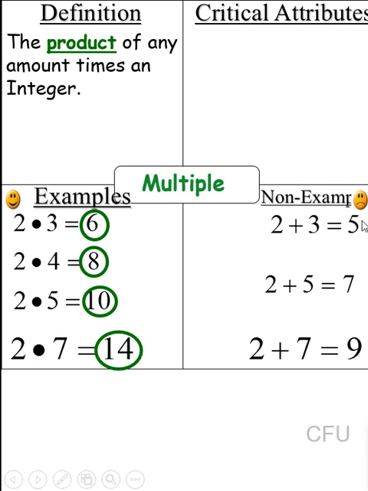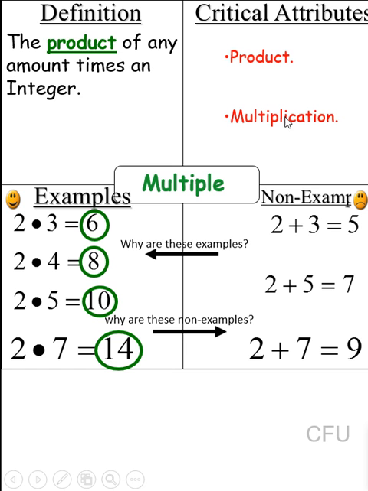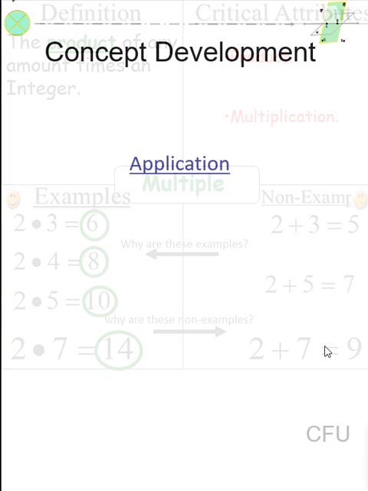Look at these. Tell your neighbor why these are not multiples. Aiden, why are these not multiples? These are multiples because they came from these. Why are these not multiples? Because they added them instead of multiplying. Okay, thank you. So they have to be a product, and it comes from multiplication. All right, so we got this.